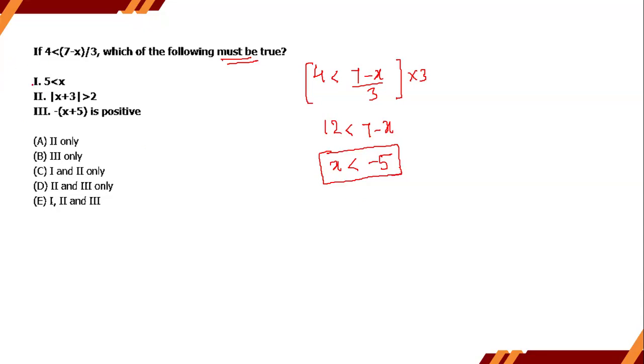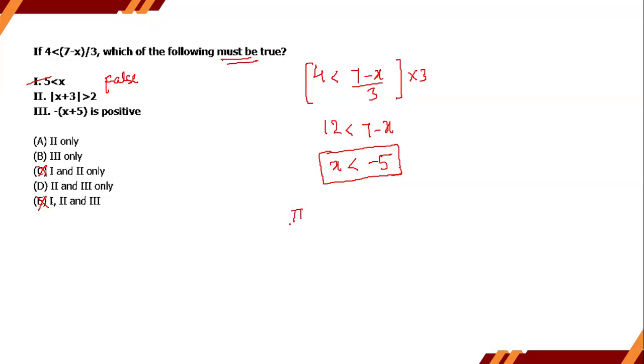With this, we can immediately eliminate option 1, because as per the condition in the question, if x is less than minus 5, whether x is greater than 5 is always true? No, it is not always true. In fact, it is always false, so we can eliminate it. If we eliminate option 1, what are the answer choices we can eliminate? Yes, the answer choices which include 1. So we can eliminate answer choice C, and we can also eliminate answer choice E. All right, now let's move on to option 2.